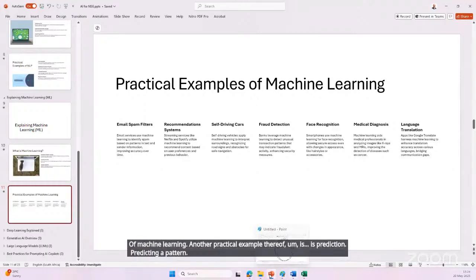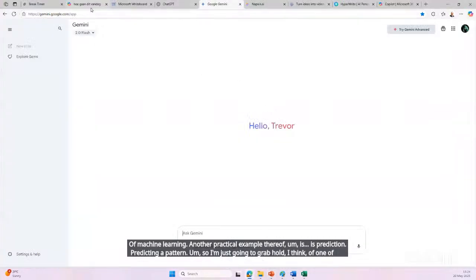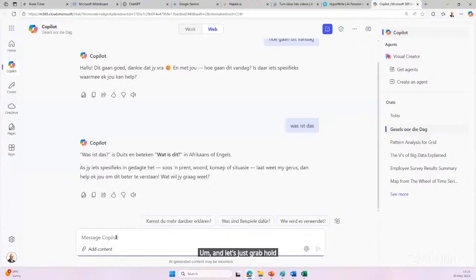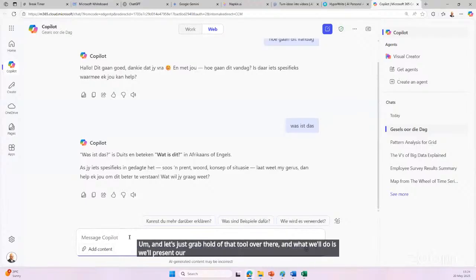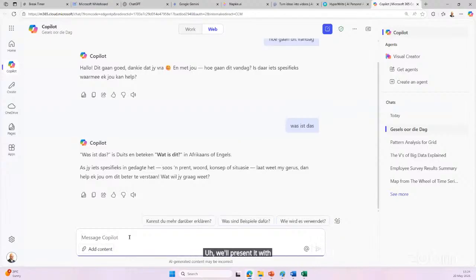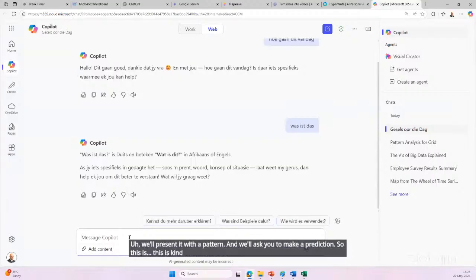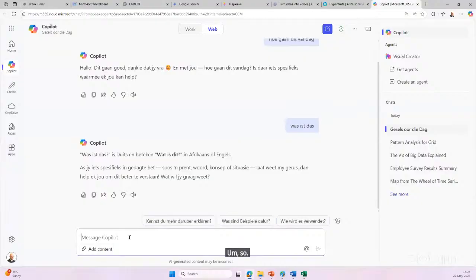So I'm just going to grab hold, I think, of one of my Copilot tools over here. And let's just grab hold of that tool over there. And what we'll do is we'll present our Copilot with a pattern, and we'll ask it to make a prediction. So this is kind of an illustration of machine learning functionality. A good pattern, I guess, would be something like zero.